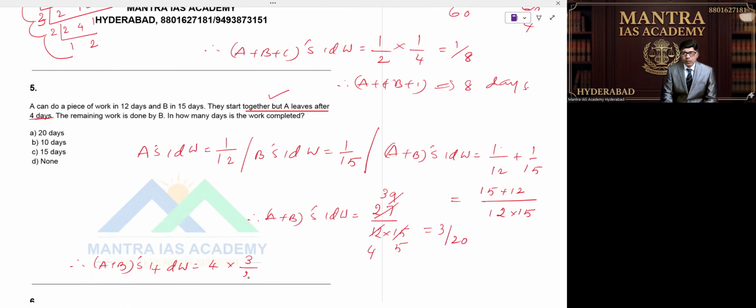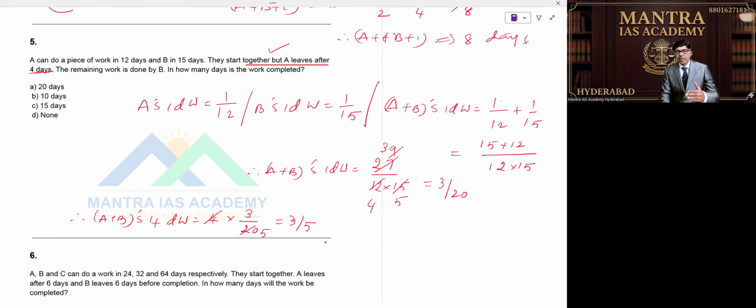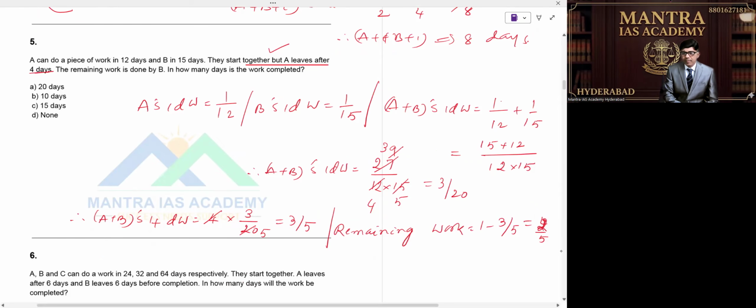4 ones are 4, 4 5s are 20. This value, how much is it? 3/5. Now 3/5 of the work is completed. When 3/5 of the work is completed, the remaining work, whatever it could be, is done by B alone. So what is the remaining work now? Remaining work is equal to 1 minus 3 by 5. Because LCM is 5, 5 minus 3, this is exactly 2 by 5. Remaining work is 2 by 5.